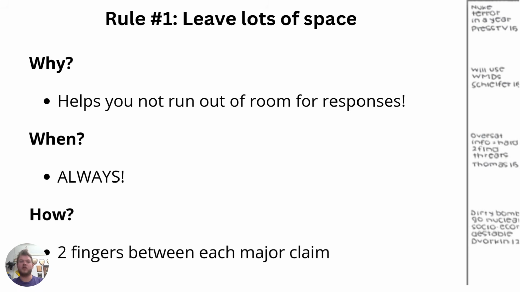So my rule of thumb: if you have really big fingers, maybe you only need 1. If you have really small fingers, maybe you need 3. But in general, I would try to leave 2 fingers worth of space between each major argument or claim that you are going to need to respond to, or each major claim or argument in your case. You can see an example on the right-hand side of this slide.